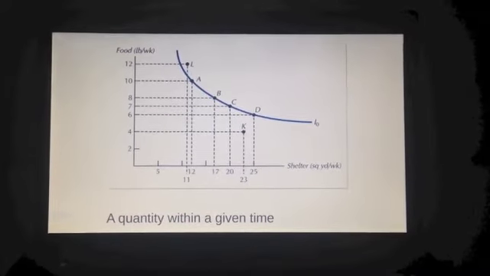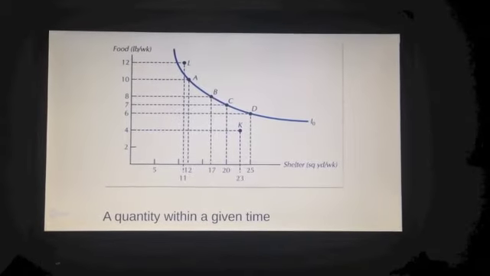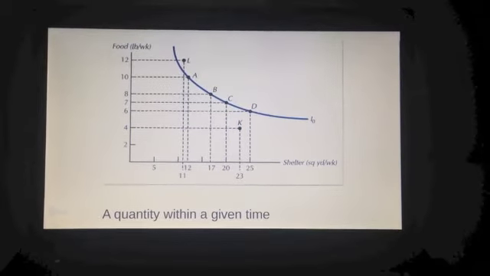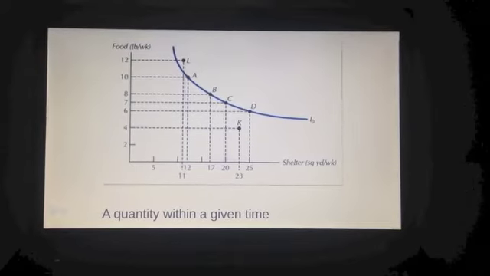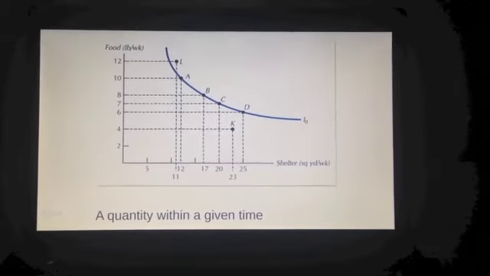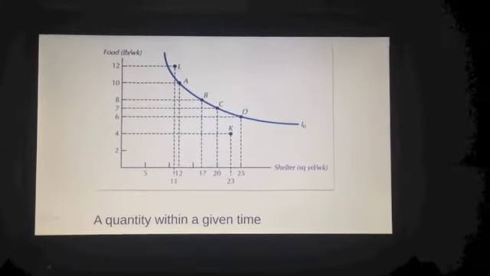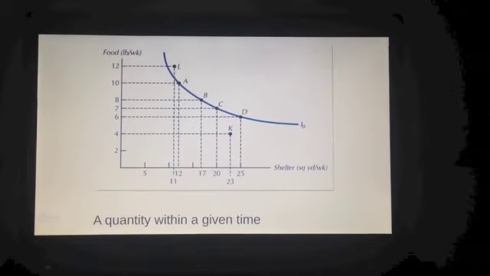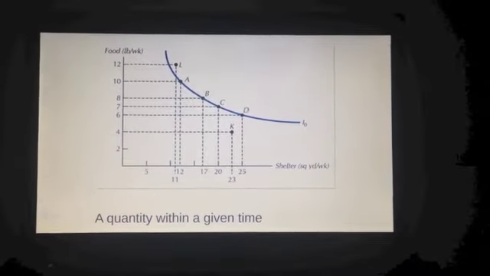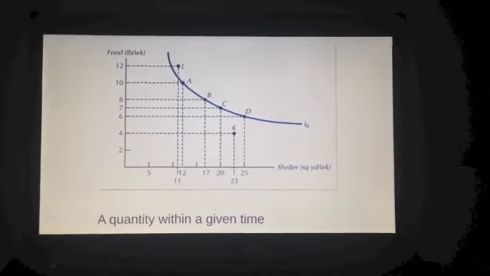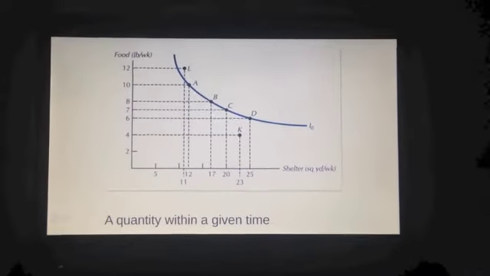So this is how a general indifference curve would look. The blue line is the indifference curve. All the points on the blue line represent a bundle. So for example, point D is the combination of 25 shelter and 6 food. All the points on the indifference curve are points between which, as I said before, the consumer is indifferent.